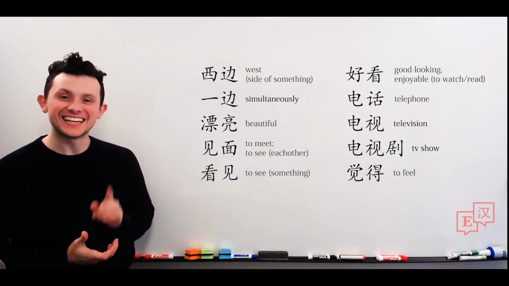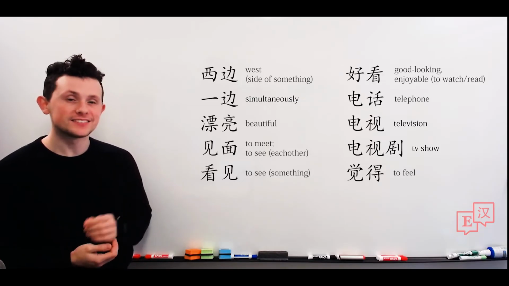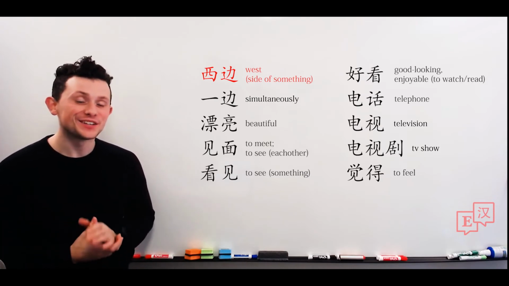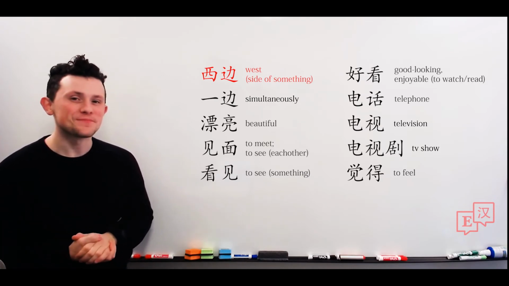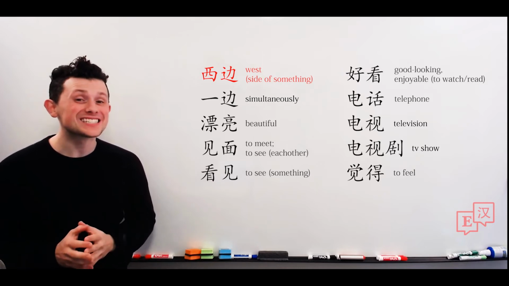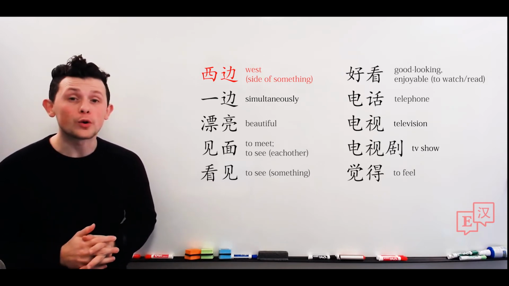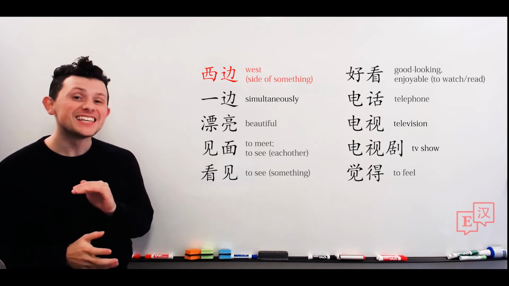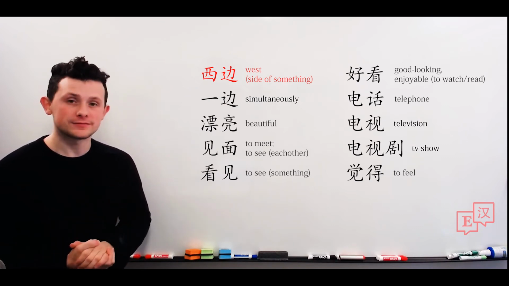今天第一个词，西边。West side, you guessed it, west side. This could be the west side of a house or the west side of a country. 西边, west side.